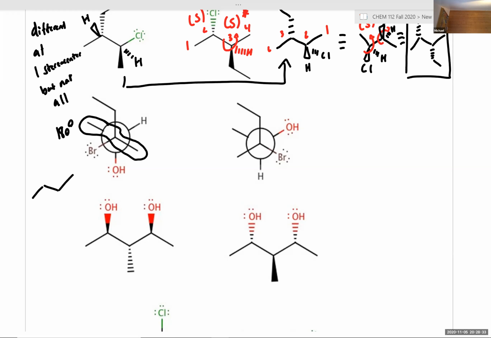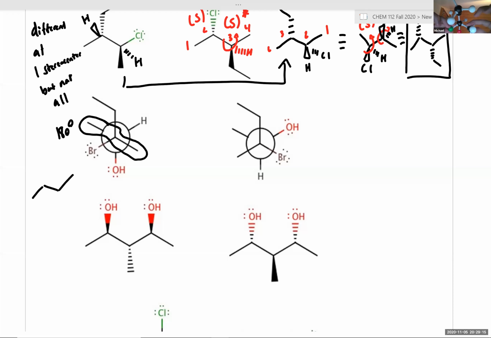Now let's keep going and keep putting together the pieces. So now let's deal with the back carbon. We have a hydrogen on the left, a methyl group on the right. So let's put in that methyl group. And then pointing down, we have an alcohol. Okay, here we go. So here's our complete Newman projection structure.